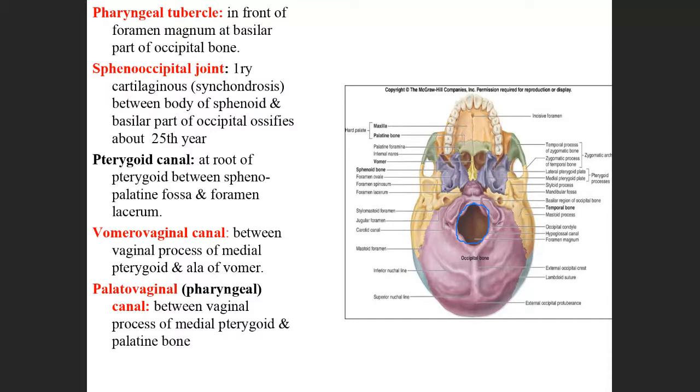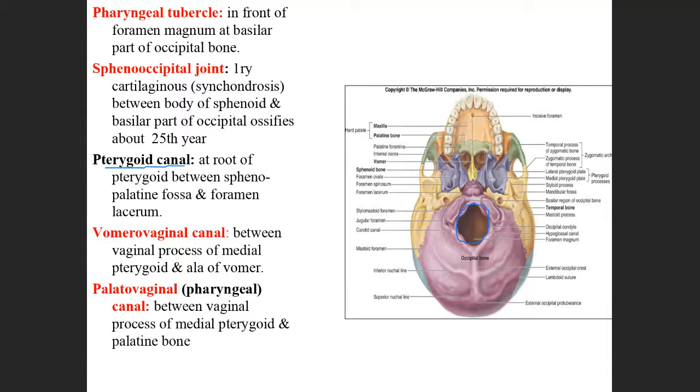And then the pterygoid canal. What is the pterygoid canal? It is at the root of the pterygoid, between the sphenopalatine fossa and foramen lacerum. In between these two, the area is called the pterygoid canal.